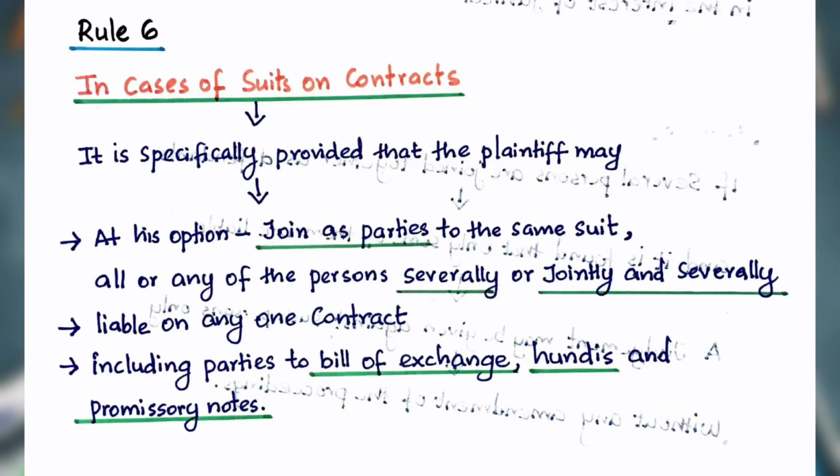Rule number 6 provides in cases of suits on contracts, it is specifically provided that the plaintiff may, at his option, join as parties to the same suit all or any of the persons severally or jointly and severally liable on any one contract, including parties to bills of exchange, hundis and promissory notes.